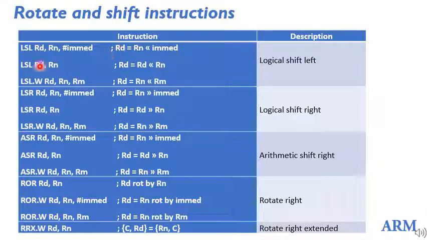The next variant of LSL is LSL RD, Rn. So here the RD is acting as a destination register as well as a source register.